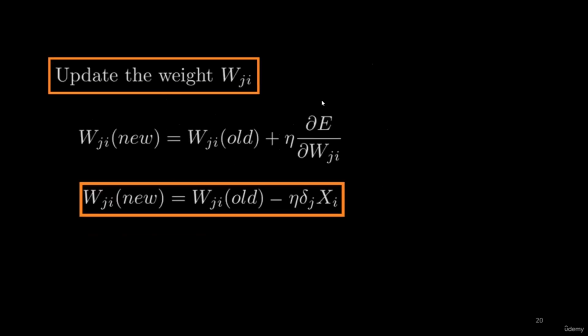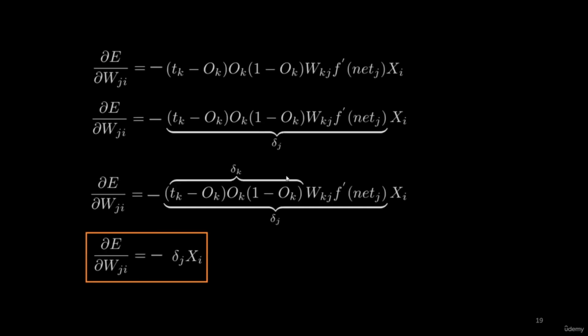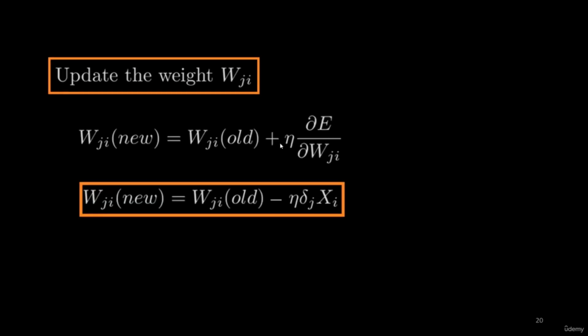Now, after calculating the rate of change of error with respect to wji, it's time to update the weight. The weight update equation is the same as we saw in the previous lecture. The new or updated value of wji equals the old value plus the learning rate times the gradient of error with respect to wji. From the previous slide, this value is minus delta j xi. So we put it here: plus minus minus, the learning rate, and in place of the rate of change of error with respect to wji, we have delta j xi.